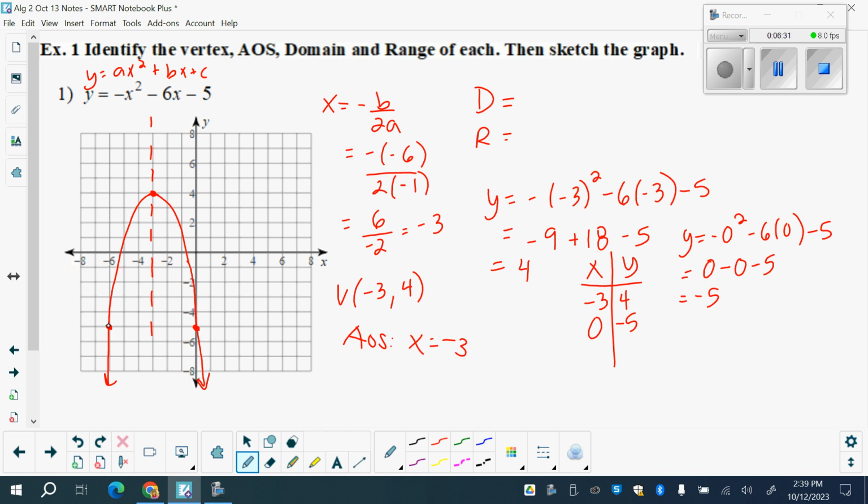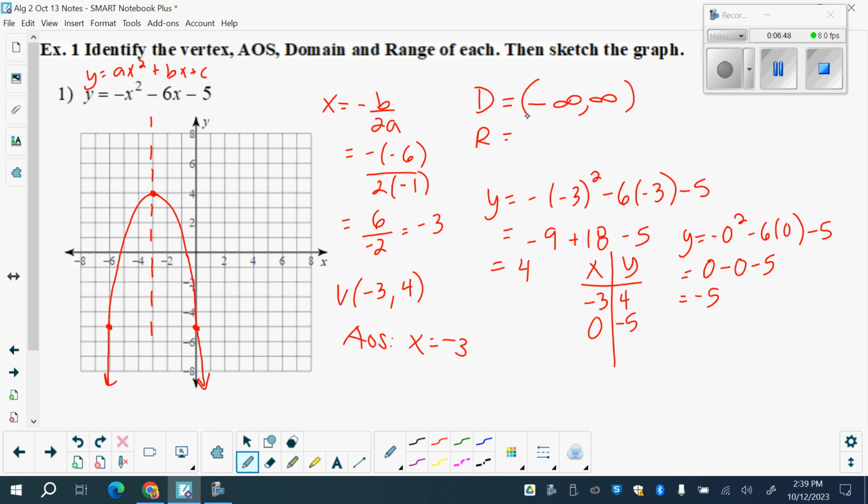Negative infinity to positive infinity. These go down, but at the same time they're going out in this direction, down and out in this direction. And so negative infinity to infinity. Interval notation is easiest, so I'm just doing interval notation.